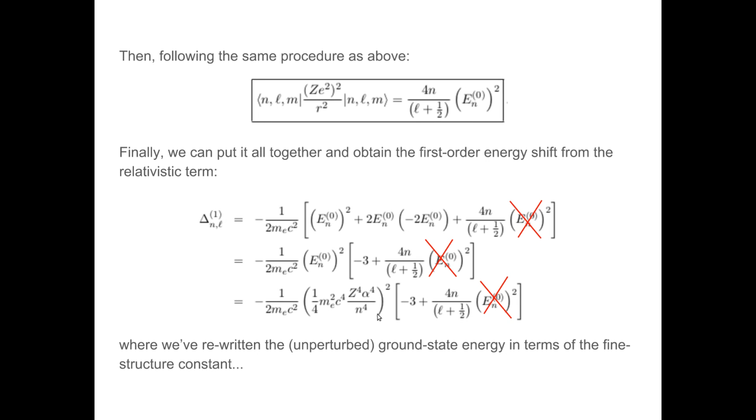Okay, so if we do that and follow the same procedure, we take the exact result, expand it around gamma, and match it to the perturbation theory result that we would have written down, we end up finding that this matrix element we can write in terms of the principal quantum number, the L quantum number, and the unperturbed energy, right? So that means we can finally put everything together, right?